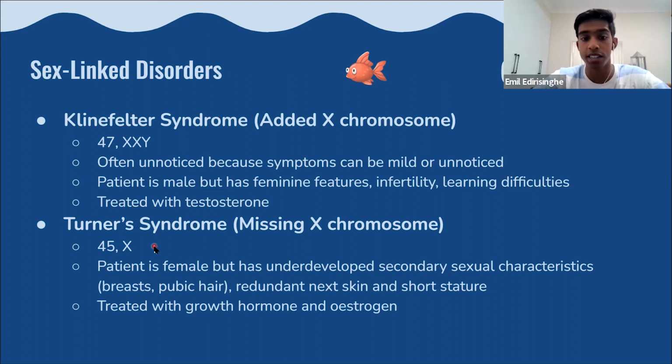Turner syndrome is a missing X chromosome, which is one that we discussed before, which is a monosomy. So you have monosomy of the X chromosome. The patient is female, but has underdeveloped secondary sexual characteristics and redundant neck skin and short stature. And this is usually treated with growth hormone and estrogen.